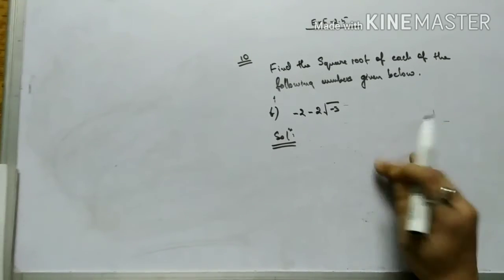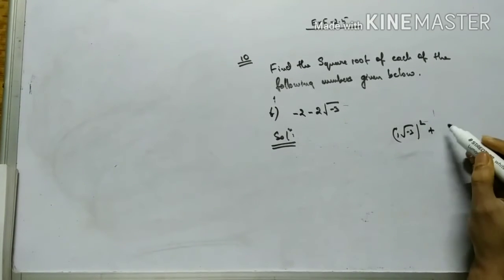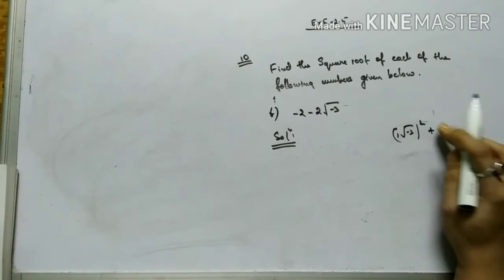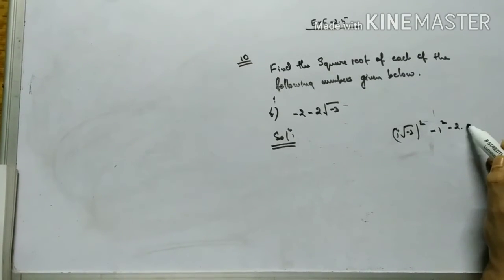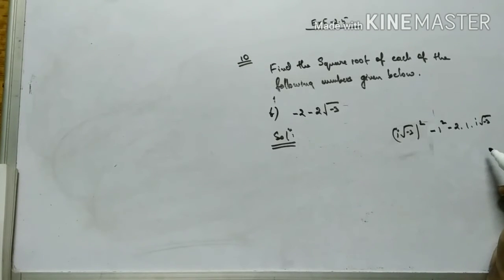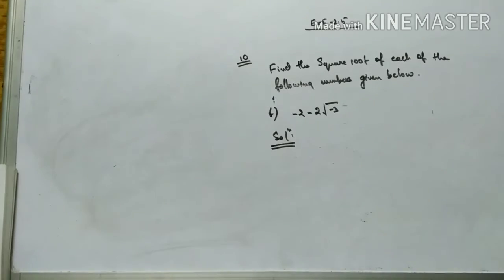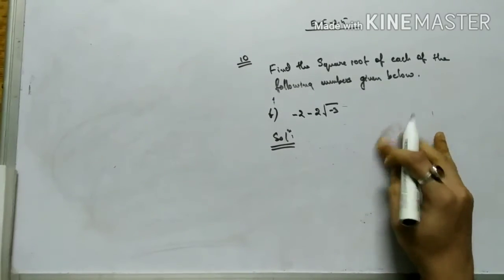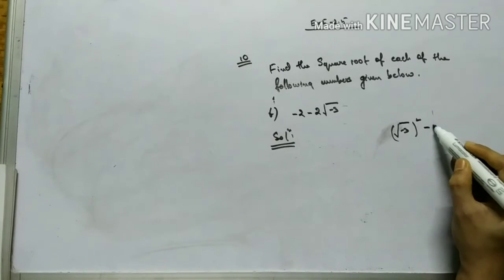How can I express this one? Can I write it as i root 3 the whole square plus i root 3 the whole square minus 1 square minus 2 into 1 into i root minus 3. This is plus i square. Can I write it in this way? Minus 3 the whole square minus i square.